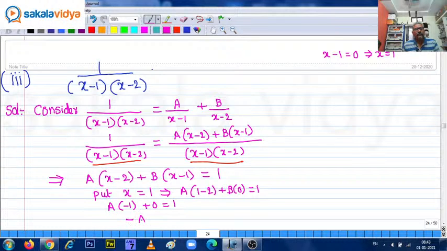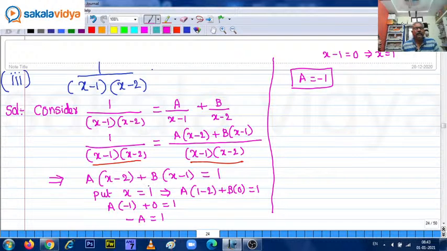So minus a equals 1. Sorry, one minute, let me write the value. So minus a equals 1, so a equals negative 1.